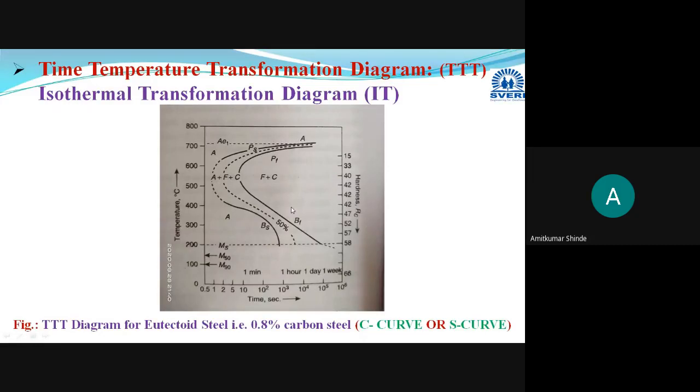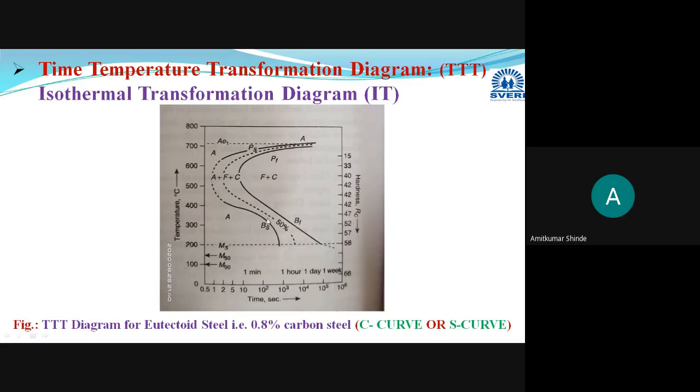This type of curve is obtained. We have kept all the samples in a furnace at a constant temperature in the A1 to MS zone, and at fixed intervals of time we remove one sample and cool it in water. That's why this is termed isothermal transformation, and the diagram obtained is termed the isothermal transformation diagram. This is also termed the TTT diagram, the time temperature transformation diagram.